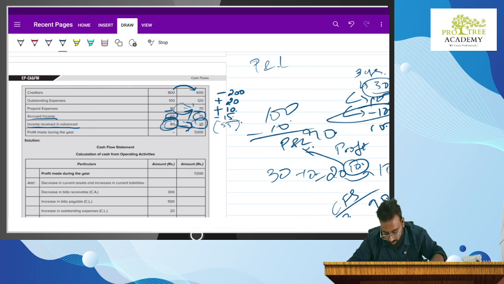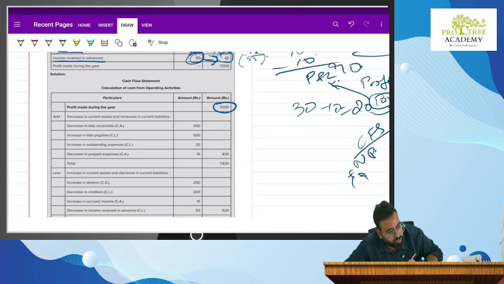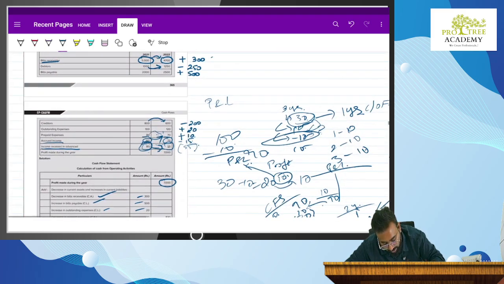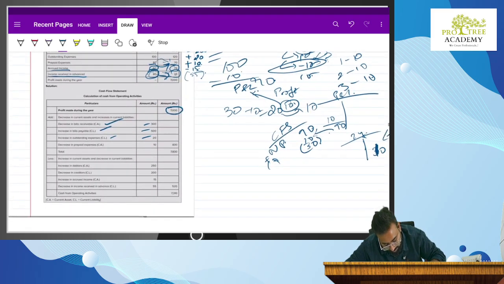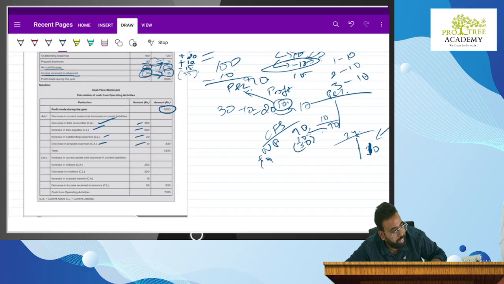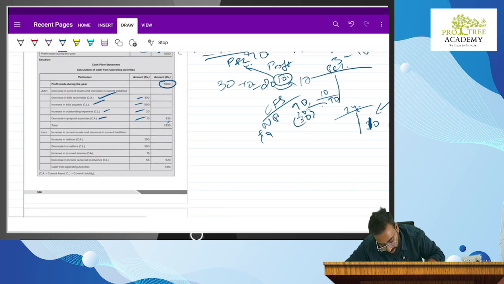Okay. Profit, let's start from 7,000, sir. Yes, sir. Decrease in bills receivable, sir. Add or minus, we have discussed, it will be add. Increase in bills payable, add. Increase in outstanding expenses, add. Correct or no, sir? We have done this. Add, add, add, add. Increase in prepaid expenses, add. We'll arrive at the total.